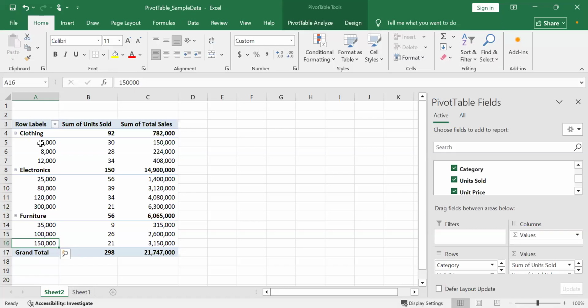And what was the highest price? 300,000. Exactly. Now, if you look at it very well, 300,000 still sold 21 volume, is that correct? Yeah. And 150,000 also sold 21 volume, correct? Yeah. So which price sold the highest volume? Which price sold the highest value?